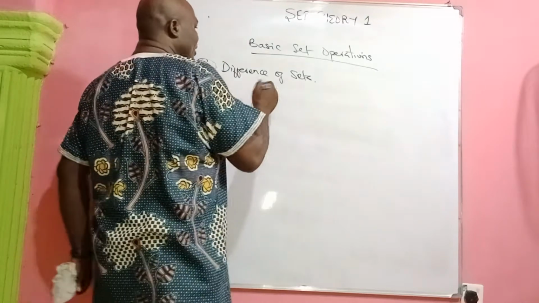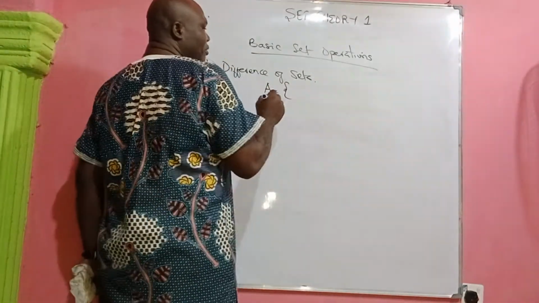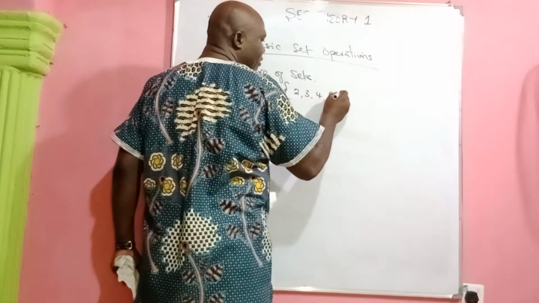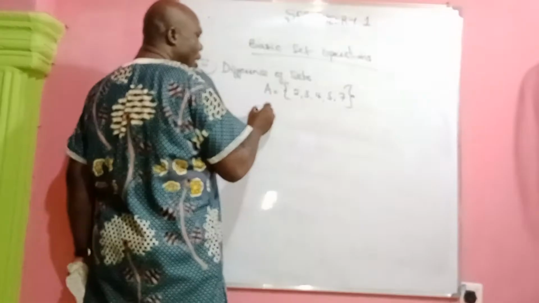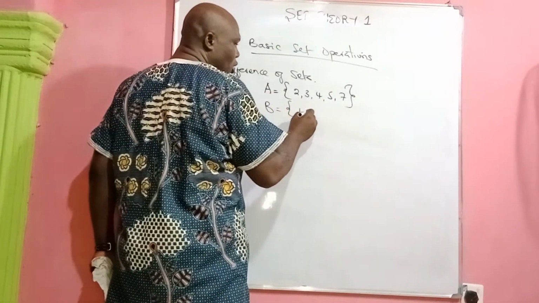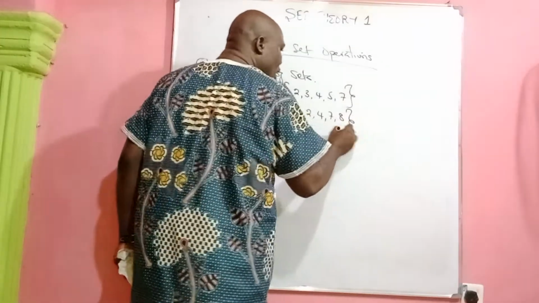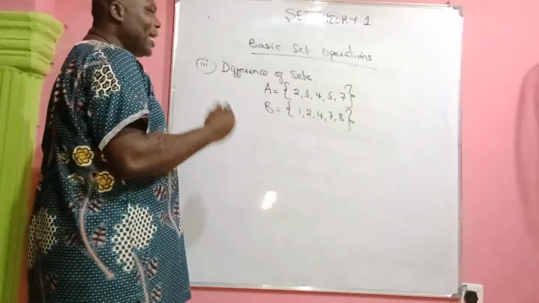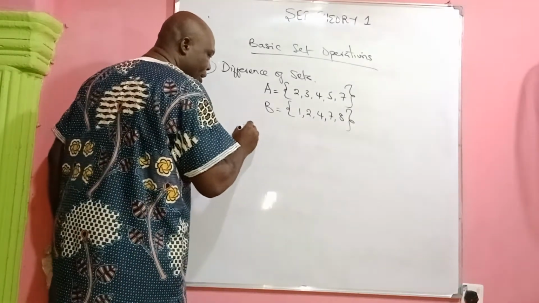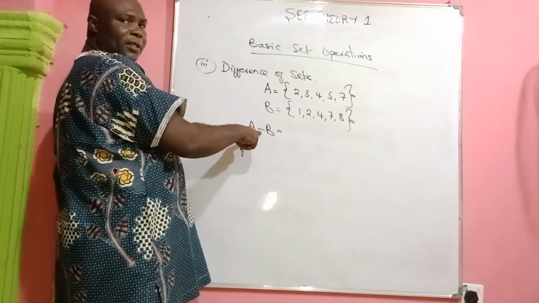Say, for instance, what if you have A to be the set of elements 2, 3, 4, 5, and 7, and then you have B to be the set of elements 1, 2, 4, 7, and 8. Now, we can look for both A difference B and B difference A. A difference B, that's A minus B, this denotes difference.